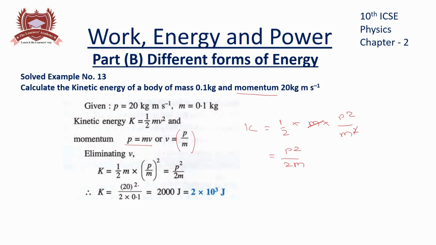So I put in the values. K here was 20, so I've put in that value and I've divided it by 0.1. Final answer being 2000 joules, or we can say that 2 times 10 to the power of 3 joules. We can also call it 2 kilojoules. You can quickly make a note of this so that we can go ahead.